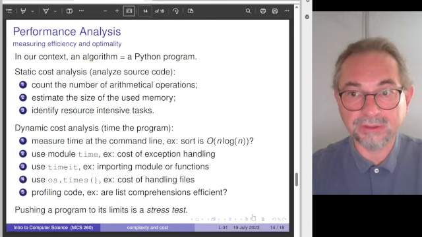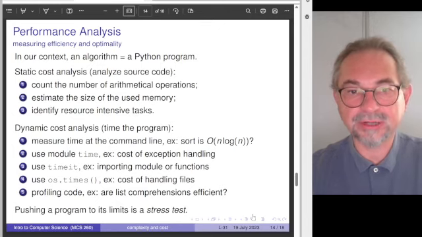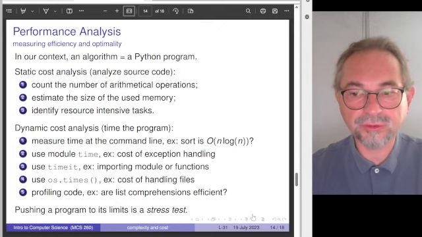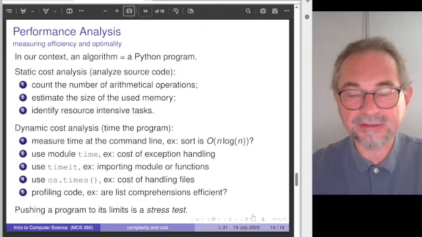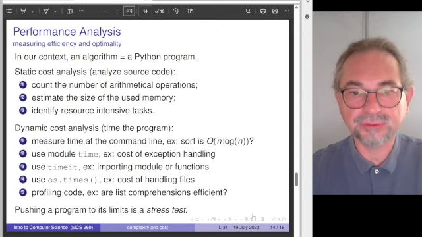Also, when composite data structures are used, you can look at the size of the memory. What I will do in the second part of this lecture, after the slide presentation, is give several methods to time the running of the code in a dynamic way.